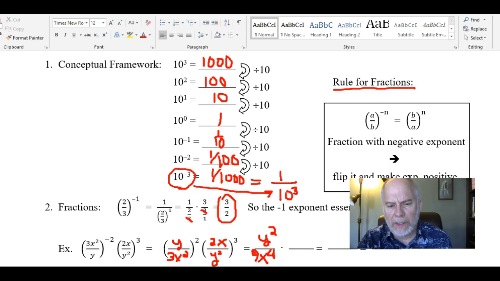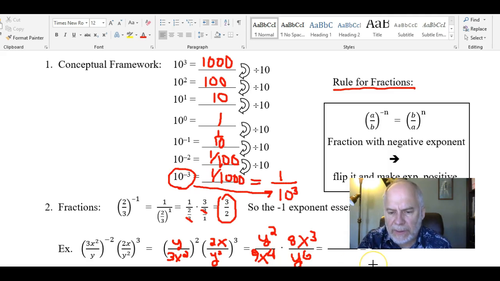Okay? And then on with the second fraction, we're going to take 2 to the third power, and you get 8. X to the third power over, and then we'll go y squared to the third power. That would be y to the 6th power. All right.